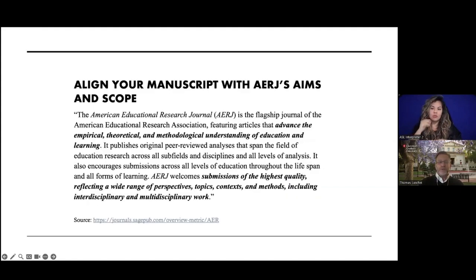So the first and most important thing to do is to understand what the scope and aims of AERJ are. It's actually pretty simple and straightforward. You can find this on the AERJ website. I'm actually going to read the whole thing, but I want to emphasize a couple pieces of this.